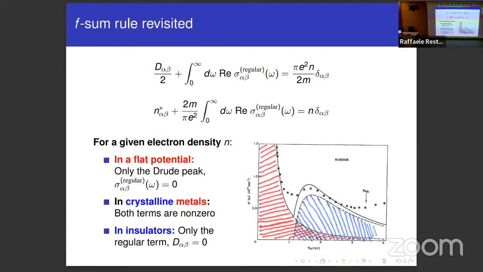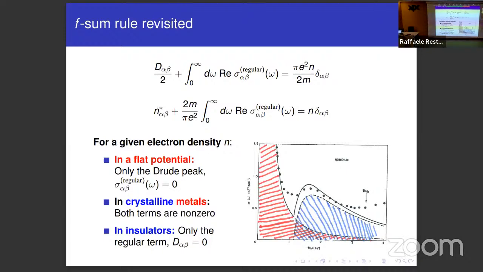If we rewrite the f-sum rule in this form, you have two terms which must sum to something which depends on the density, just multiplied by a factor. I recast the f-sum rule this way. On the right, I have the complete density of valence electrons, the one which appears in free electron theory, the one which appears in Ashcroft-Mermin, if you want. This is the effective one coming from the Drude weight, and this is the regular term.